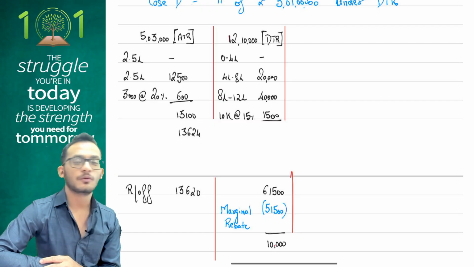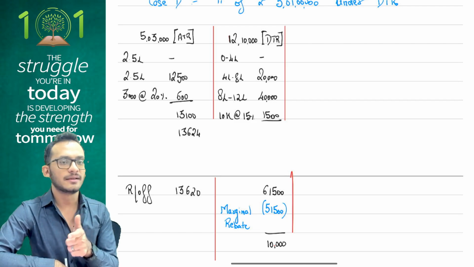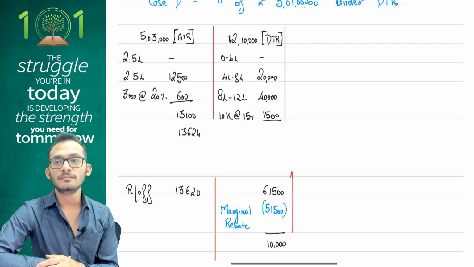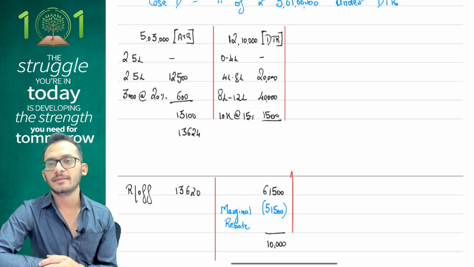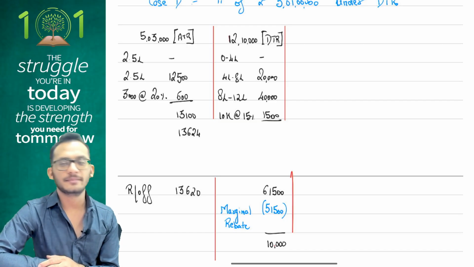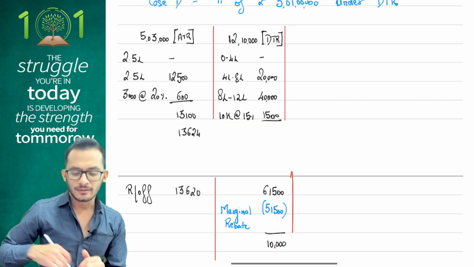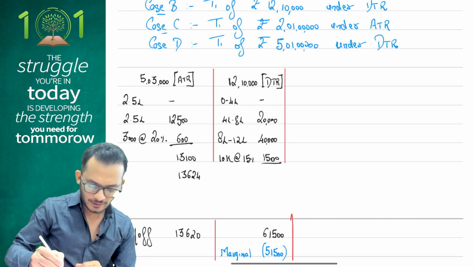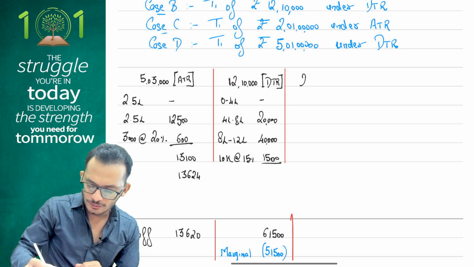Yes. So what you need to understand is that marginal rebate is only for the default regime. It is not for the alternate regime. Are we making sense? Yes. Very good. With that, people, we can move forward to the next question called 2 crore 1 lakh.